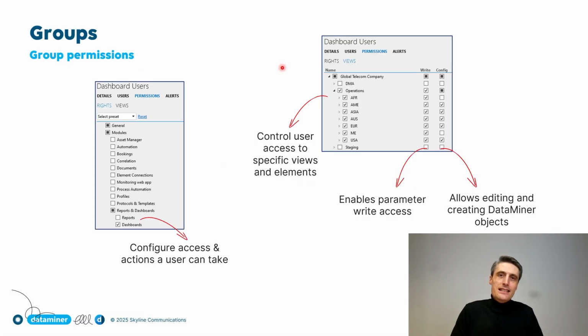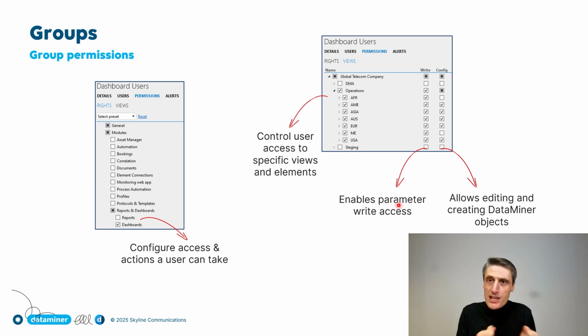Next to the rights, I need to define what they can and cannot see. This group of users, where do they have access? I can really go into that tree structure and define for every single view whether it is going to be visible for that group, yes or no. But also on the right-hand side, there are two important checkboxes. The first one is the write access that enables parameter write access. So do you allow those users to do writes on the parameters?